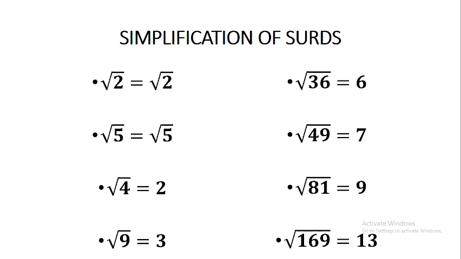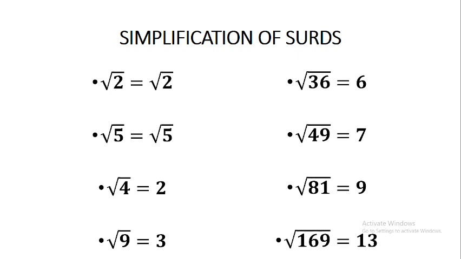9 is a perfect square. What else? 36 is a perfect square. 25 is a perfect square. 81 is a perfect square. Then 169 is a perfect square. 144 is a perfect square.